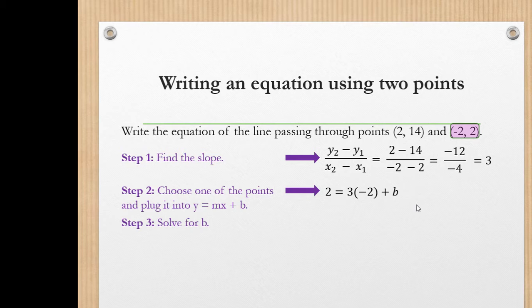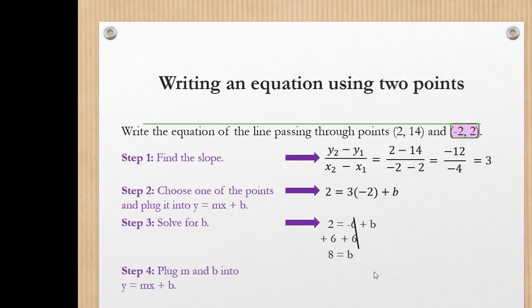Next step is to solve for b. So we know that 3 times -2 is -6. We have 2 equals -6 plus b. In order to isolate the variable, we need to use opposite operation. Get rid of -6 by adding 6 to both sides. The right side cancels out. The left side is equal to 8 because 2 plus 6 is 8. Now that we have b, all we have to do is plug in the m value, which is the slope, and the b into y equals mx plus b in order to get our equation, which turns out to be y equals 3x plus 8.